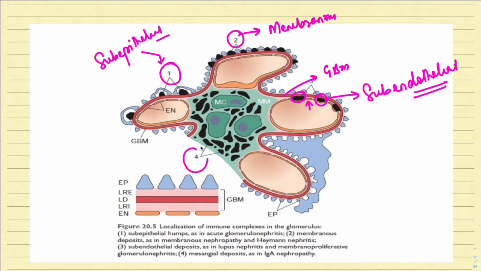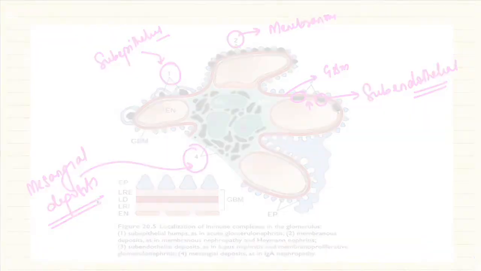And what are these deposits? Can anyone tell me what deposits these are which are present? Very good. So these are your mesangial deposits. Okay, so this is the two pattern.